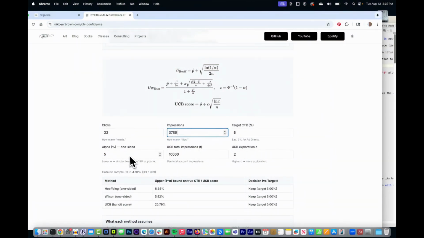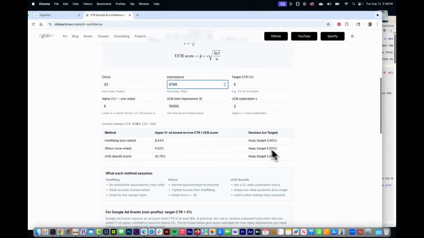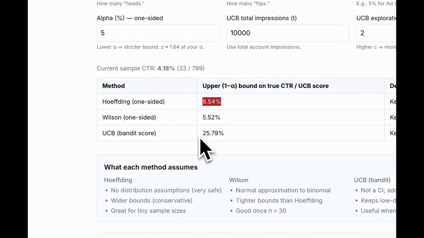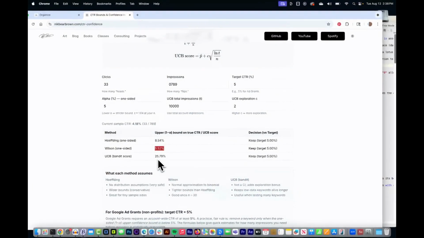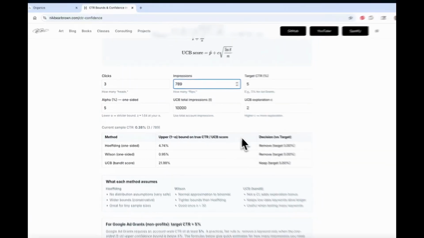So what alpha means is what confidence level. You can think of this as a p-value. So an alpha of 5% means 95% of the time, given this, and these are optimistic, we expect it's reasonably possible, a 95% chance, that our true click-through rate is as high as 8.54%. With the Wilson, it's as high as 5.52%. And so then it says keep it, keep it, keep it. However, if it were much worse, it would say to remove it.